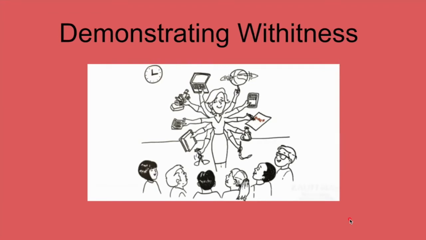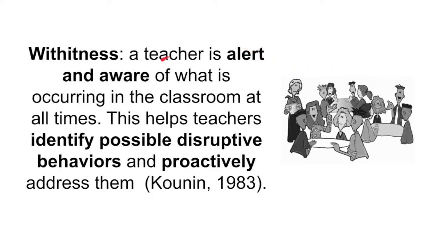The next element of effective classroom management is this: demonstrating with-itness. By with-itness, we mean this: when a teacher is alert and aware of what's occurring in the classroom at all times. So this helps us to identify possible disruptive behaviors and proactively address them.